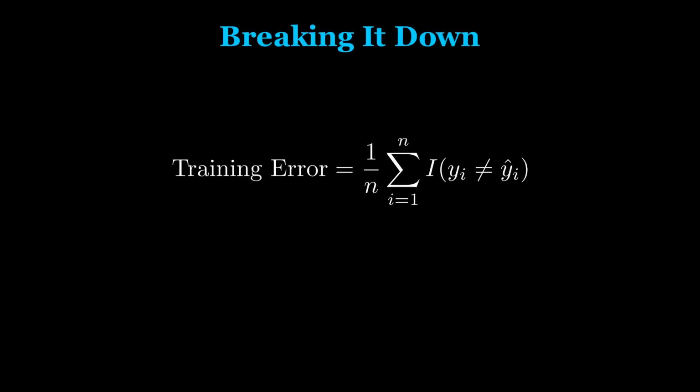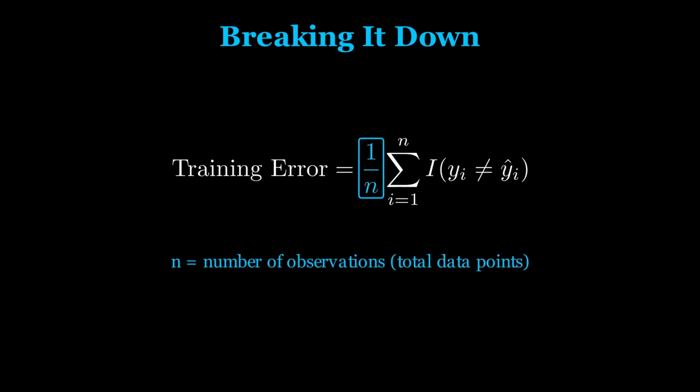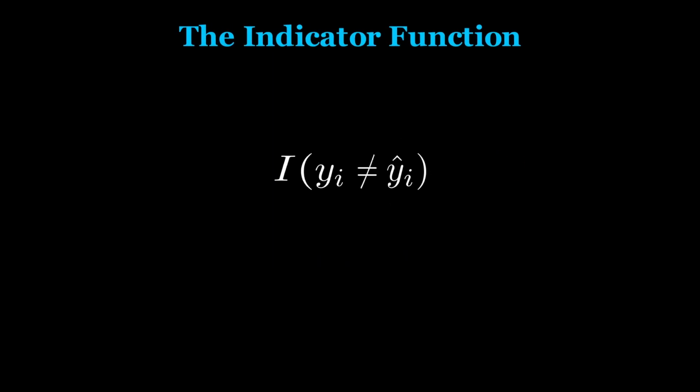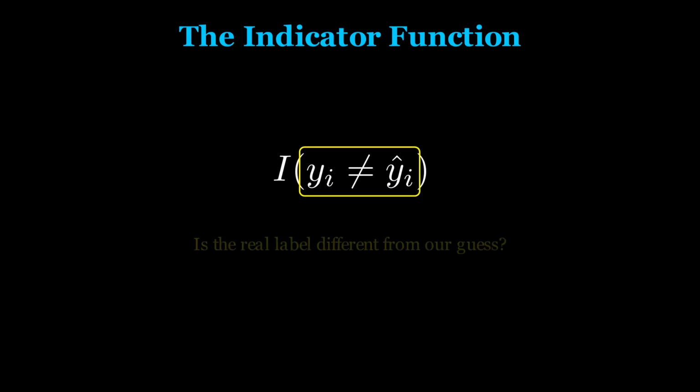Let's break it down. The formula is conceptually similar to the MSE formula for regression. First, we have n, the number of observations. Next is y sub i, that is the true label of the observation. And then y hat sub i, that's the predicted label. Capital I is the indicator variable or function. It looks at the condition inside. Is the real label y different from our guess y hat?